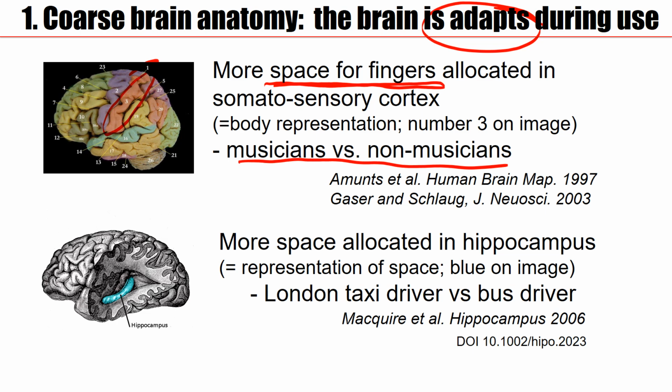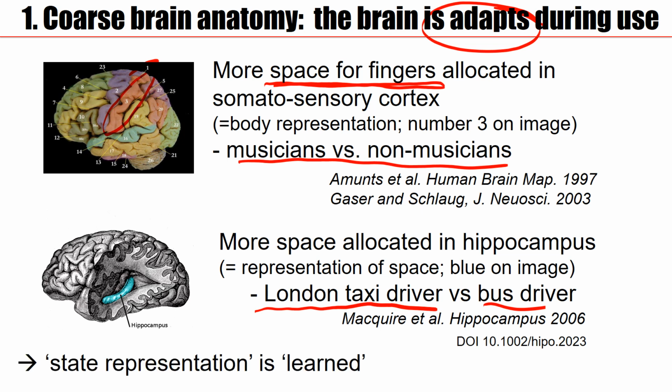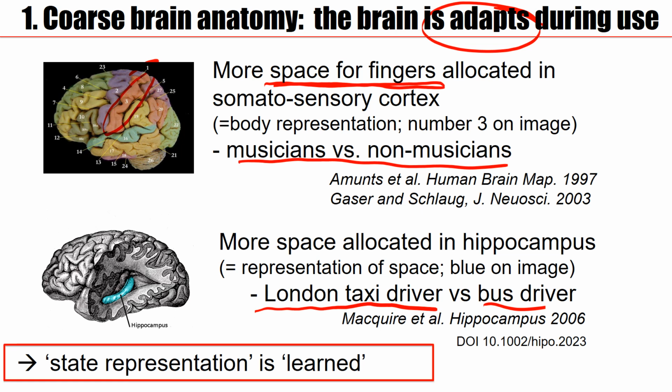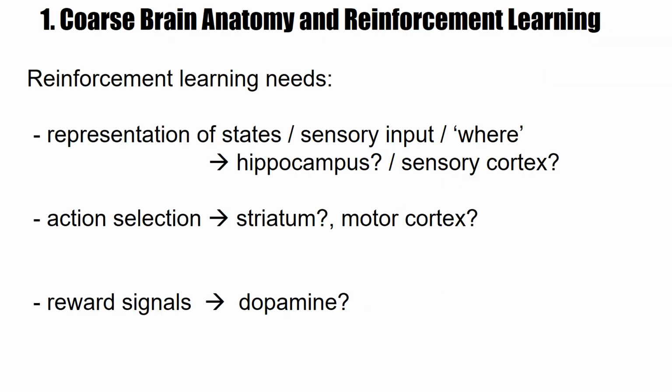Similarly, the hippocampus is involved in spatial representations, and now it turns out that London taxi drivers, at the time before the GPS came up, had a bigger hippocampus than London bus drivers. And that's because they have to know where they are, they have to plan in the space. So the state representation itself is not given, but it is learned. And that's another aspect that we will use later in this series of lectures.